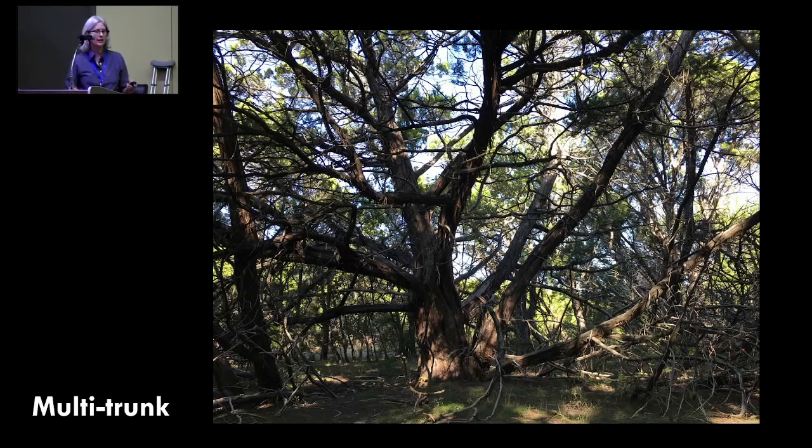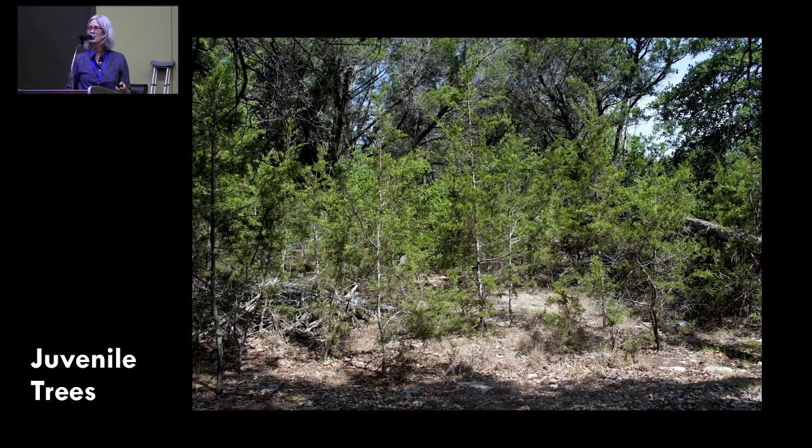And then typically it almost could pass as a big shrub, bush, but it doesn't. You see how it still has that really well-defined central trunk. And sometimes it will have lower branches down lower. And then you have the juvenile trees.